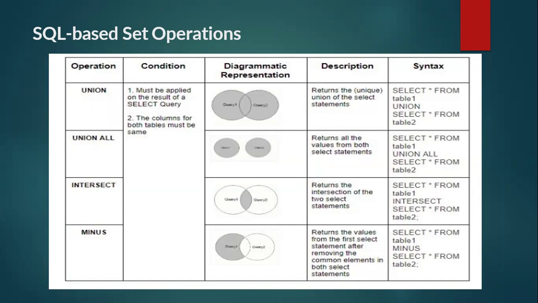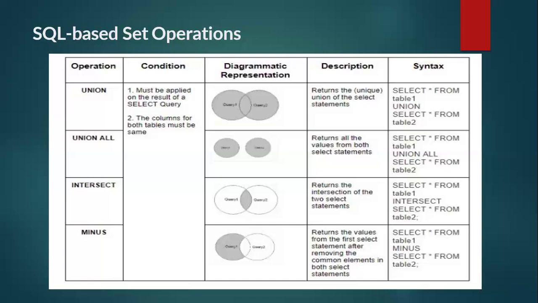Union will return unique records, or you can say the union of the statements. It will return all the unique records from a single table, or you can take multiple tables as well. Union all will return all the values from both tables. It will also take duplicate values.